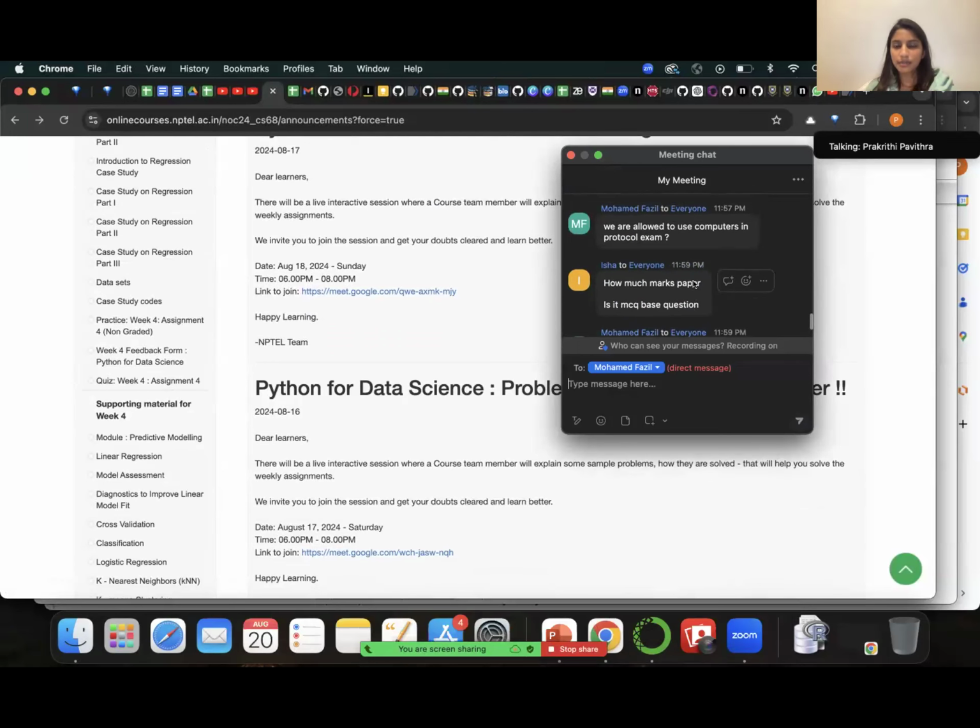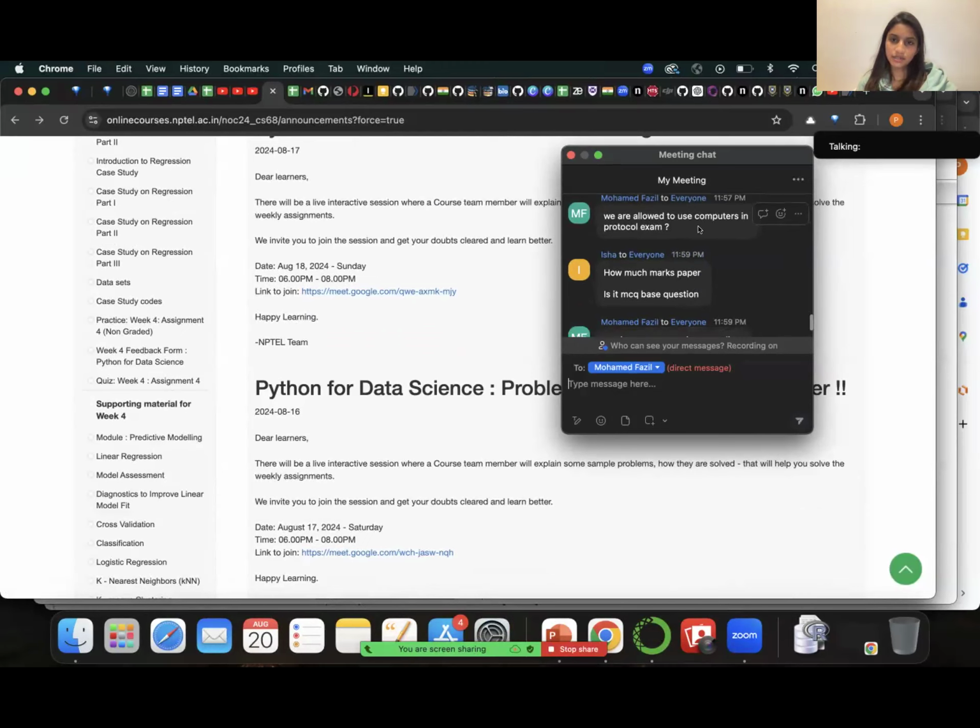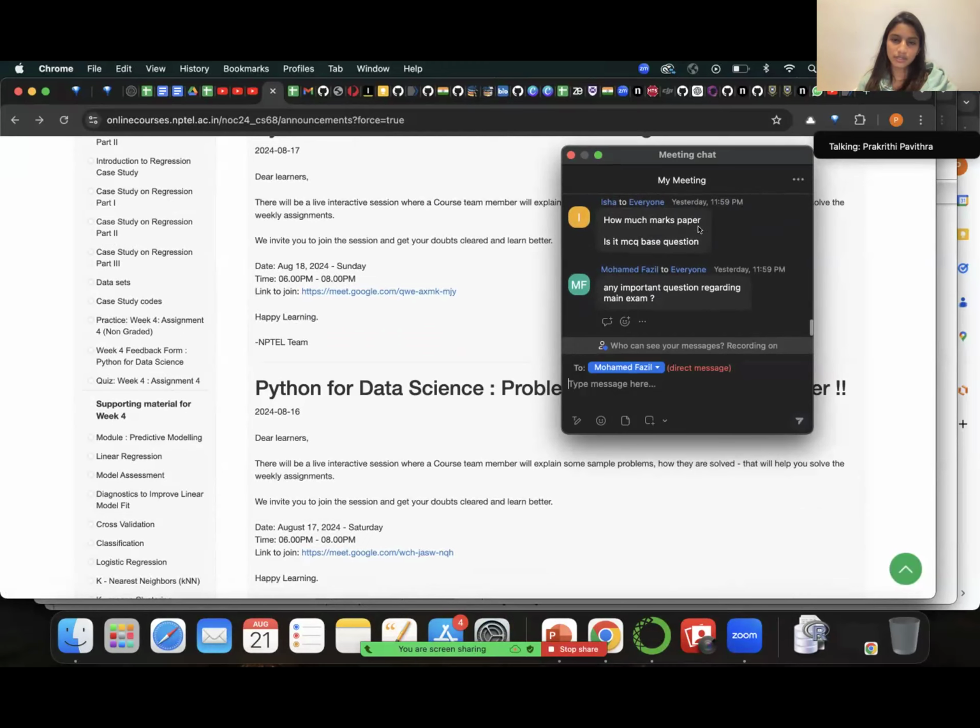I'm not sure about anything regarding the exam marks. Yes, it is MCQ, that I'm sure of. About whether you can run Python or use a computer, that I don't know. That we'll have to ask.